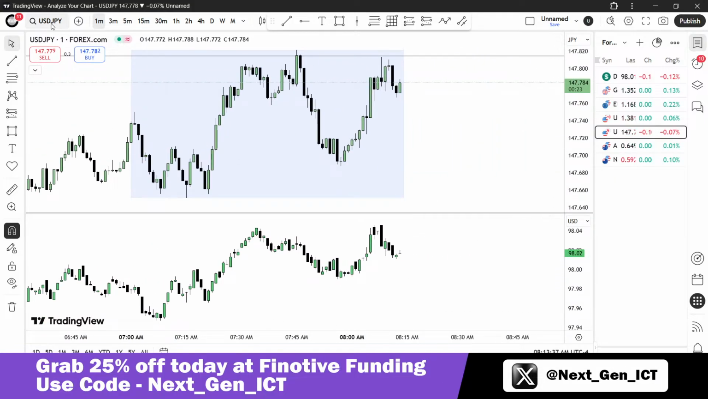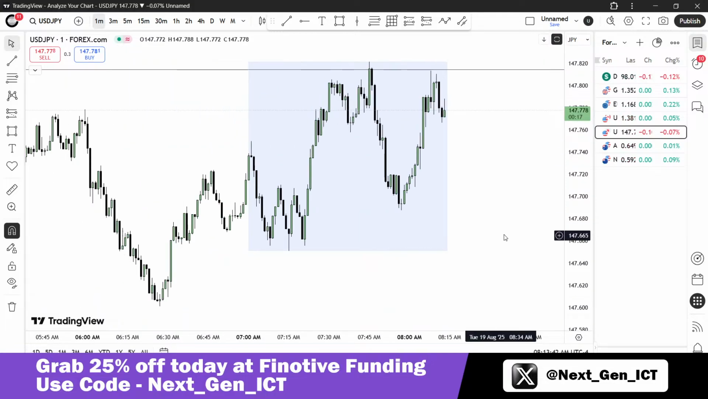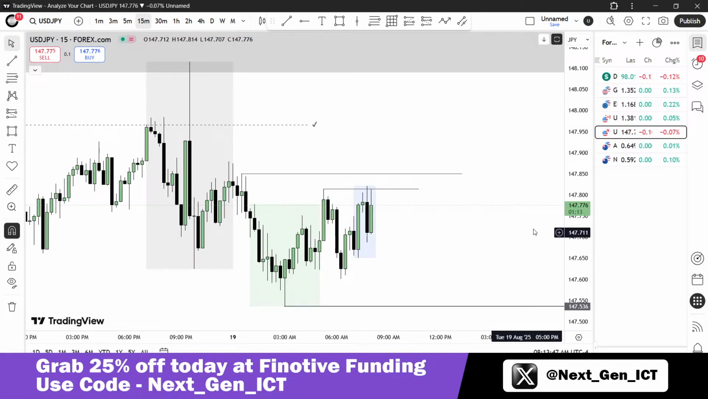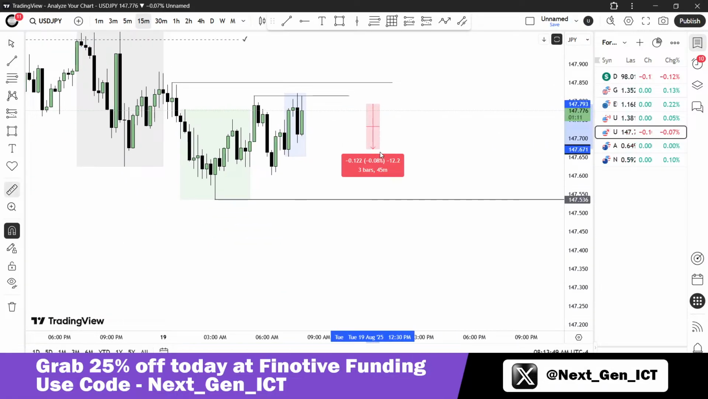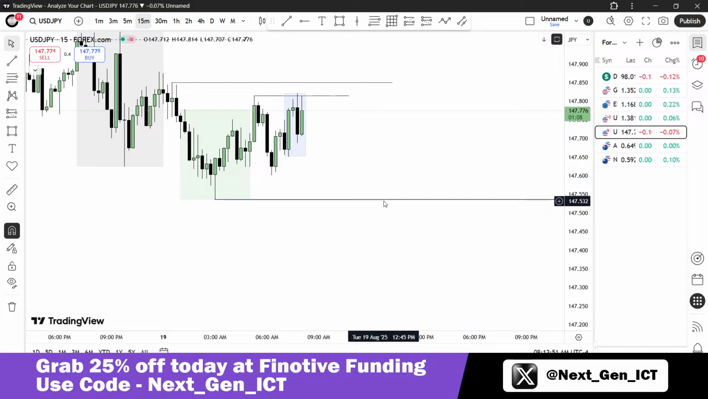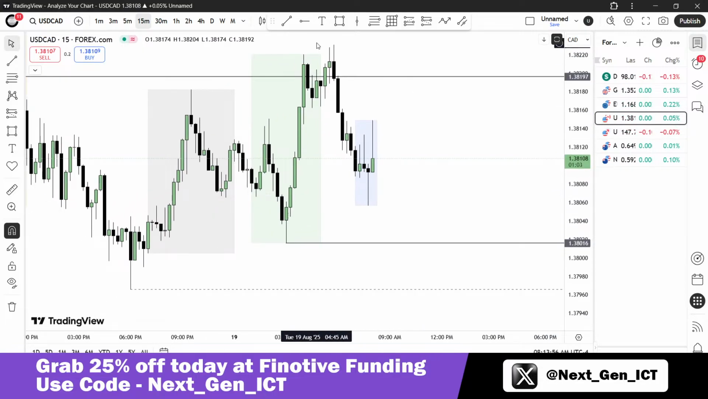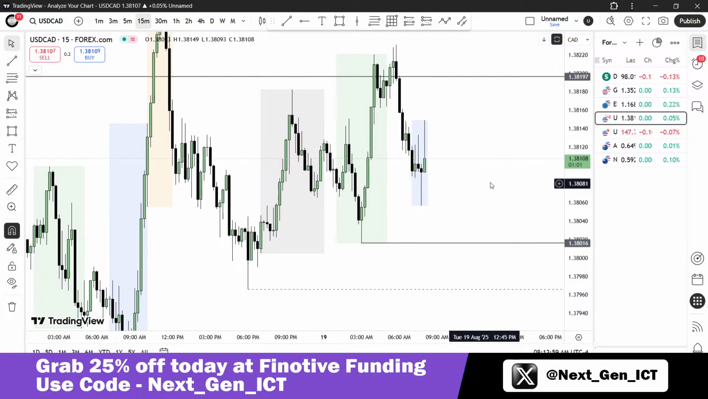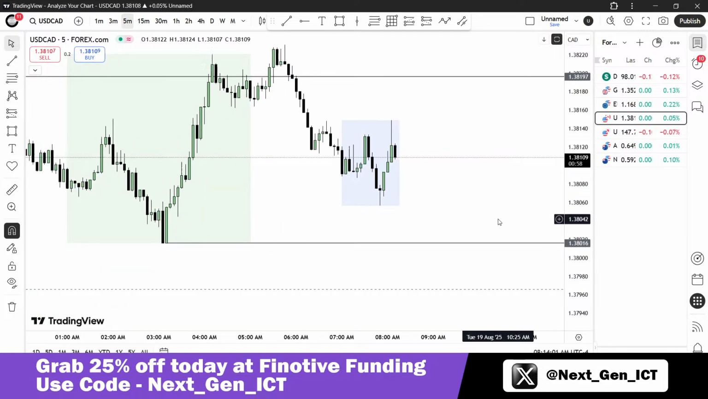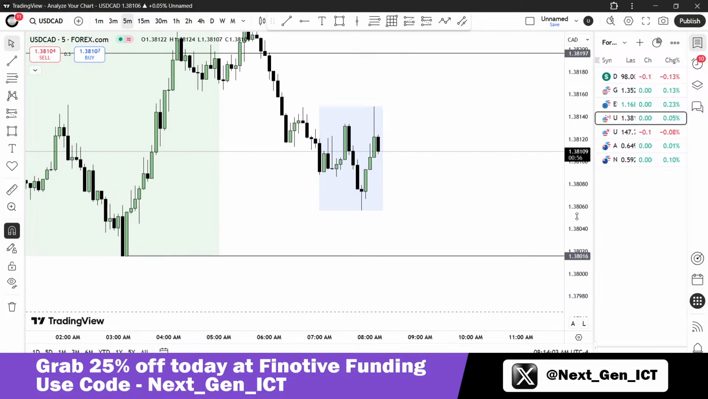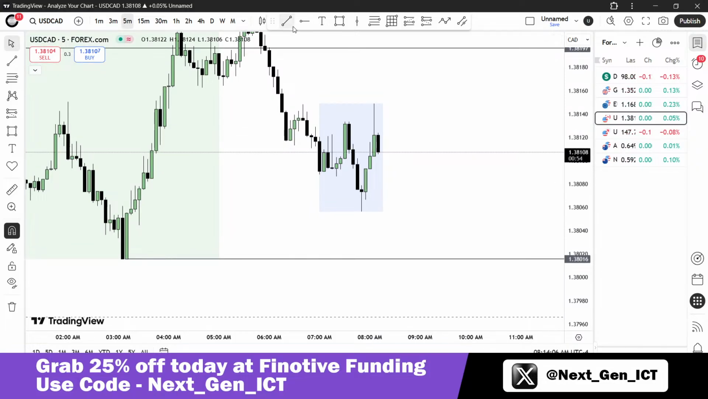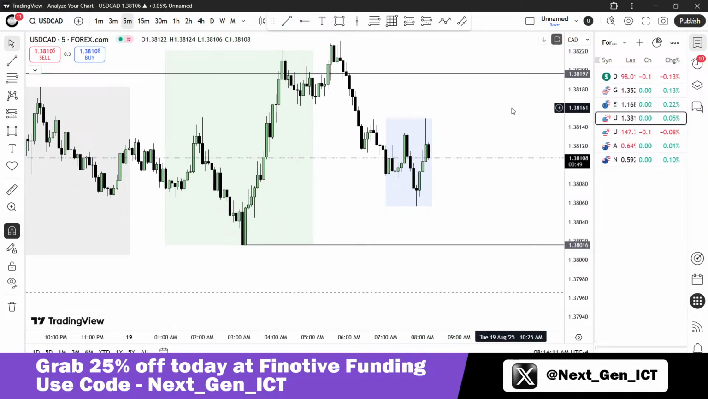See, USD JPY is still manipulating. We see another SMT form right here. Bro, I am still bearish for these two pairs, USD CAD and USD JPY. I still think USD JPY is gonna take out this low. What's USD CAD doing? Okay, USD CAD took out this high. Did it take out this one also? Yep.